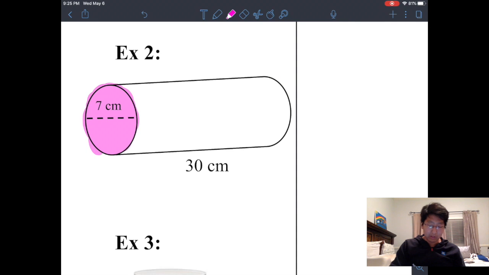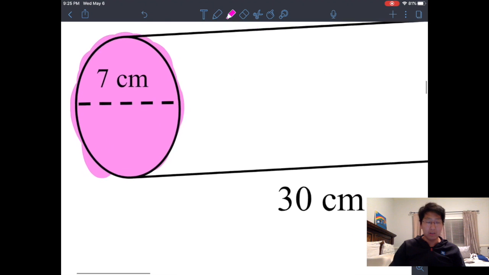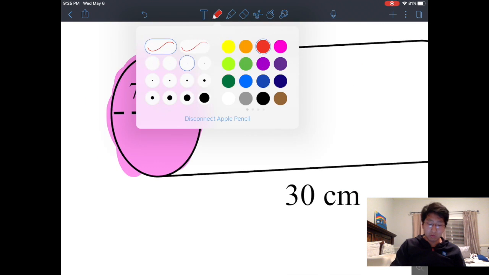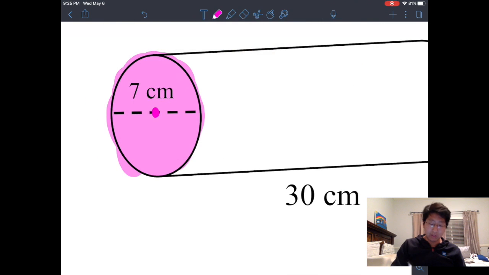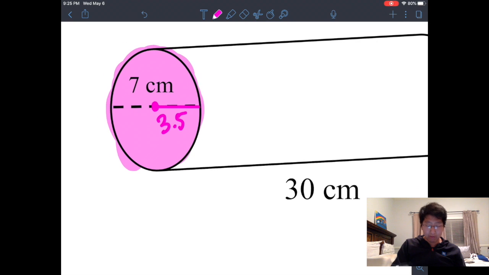Oh, just kidding. Is the radius 7? No. The diameter is 7. So what we need to do is find out what the radius is. The radius is always half, right? So that's going to be half of 7. So 7 divided by 2 is 3.5. So the radius here equals 3.5 centimeters.